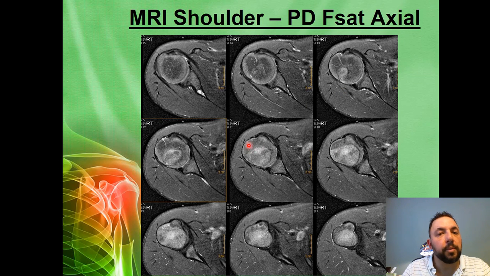Now when you go into proton density FATSAT, please note once you add fat suppression pulses to a proton density, you now increase your tissue contrast. So edema pathology tends to have bright signal. The ligaments and tendons will still be dark, and any pathology in or around them will yield bright or hyperintense signal intensities.